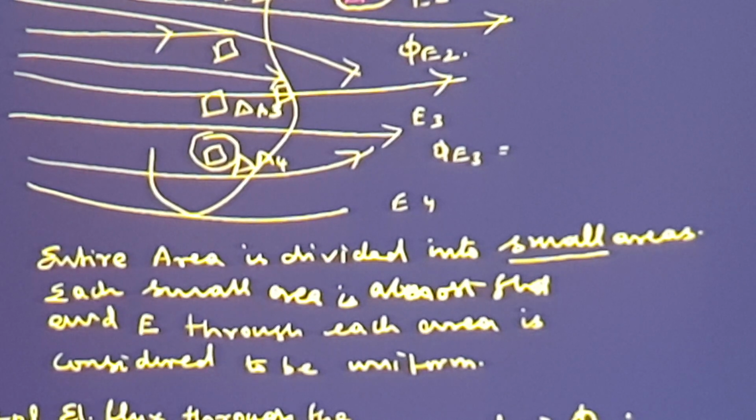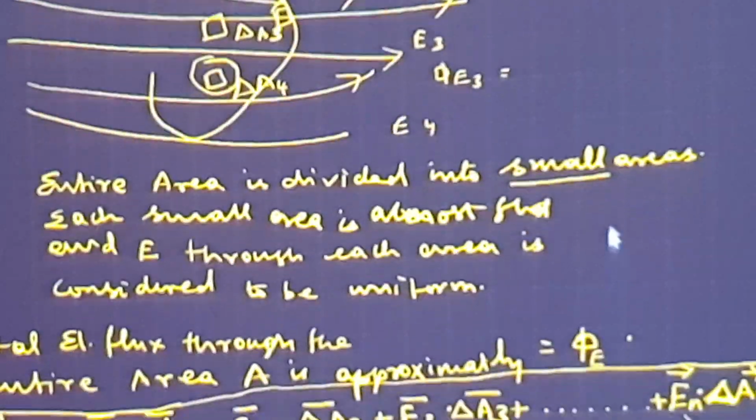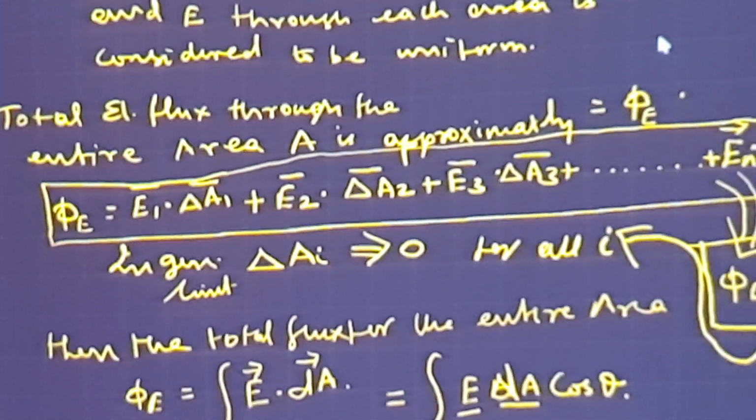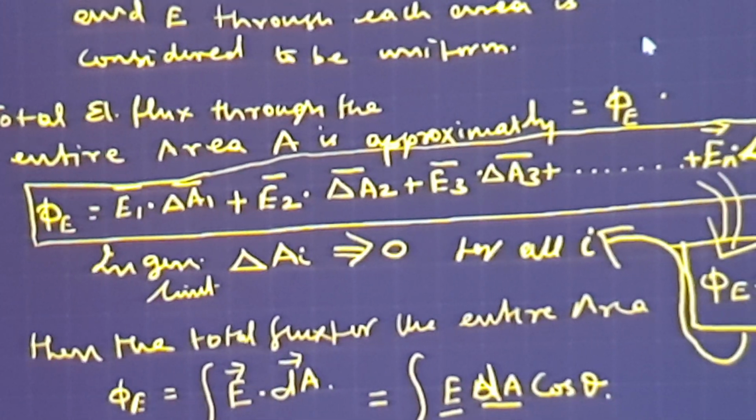For that area delta A1, if you drop a normal, it is n cap, or I can represent it as delta A1 vector. Now the flux, flux of E1, is equal to E1 vector dot delta A1, or I can write E1 delta A1 cos theta. Similarly, I can calculate the electric flux for each and every small area. After calculating for each small area, I can add all those values to get the total flux.